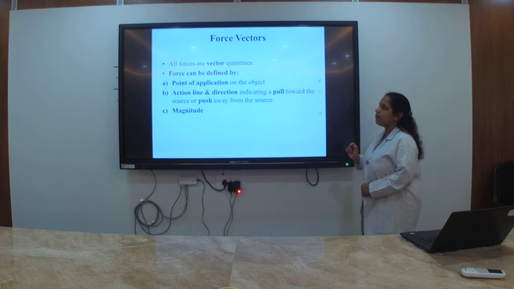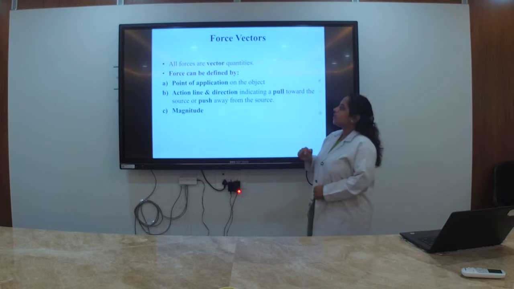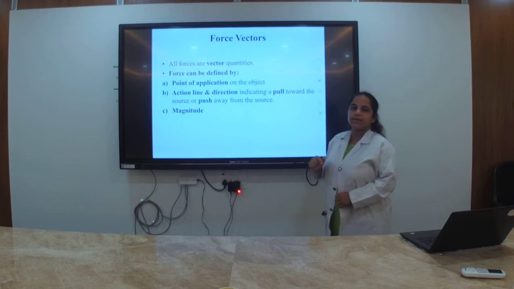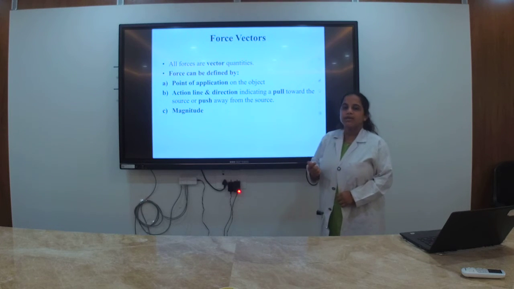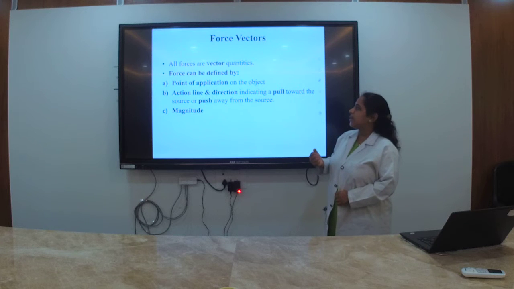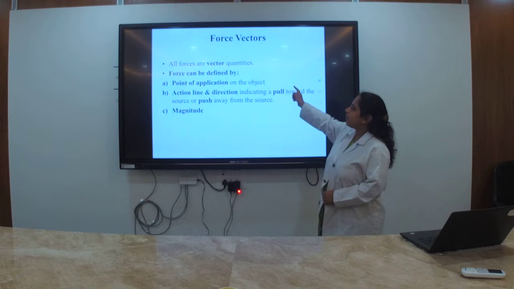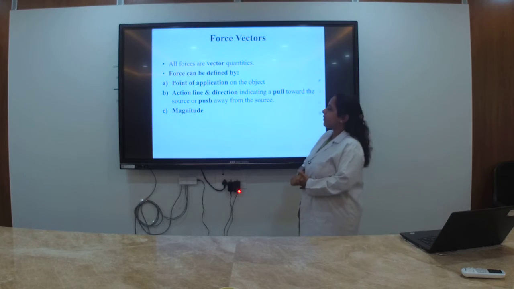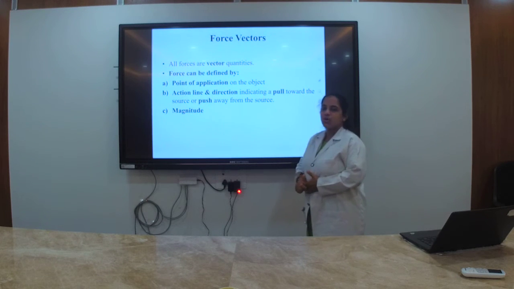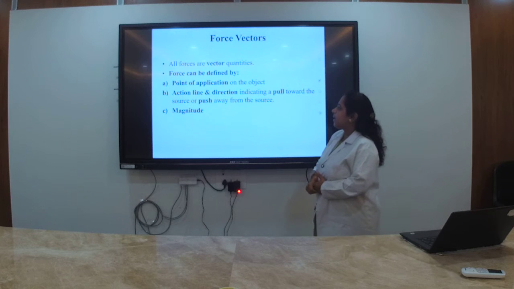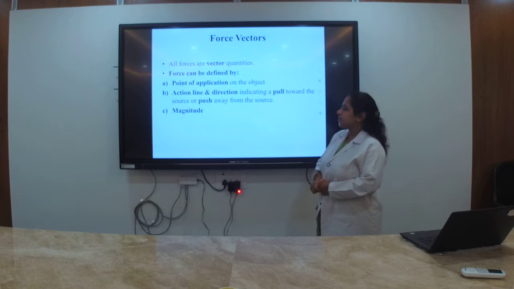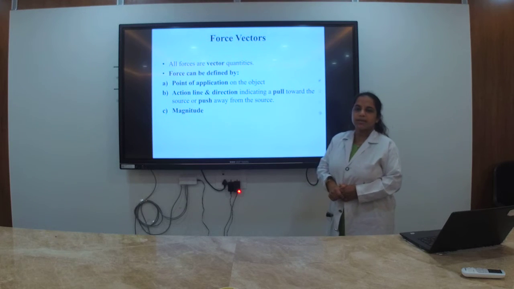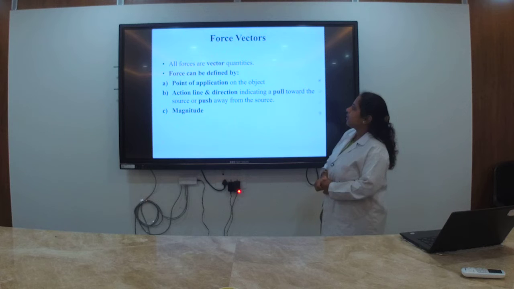Now let us see how we depict the force. Forces are vector quantities. Vector means a quantity which has direction, while scalar means there is no direction. So all forces are vector quantities and those are defined by point of application on the object, action line and direction, and the magnitude, which is expressed in newtons or pounds. So it is nothing but the quantity of the force.